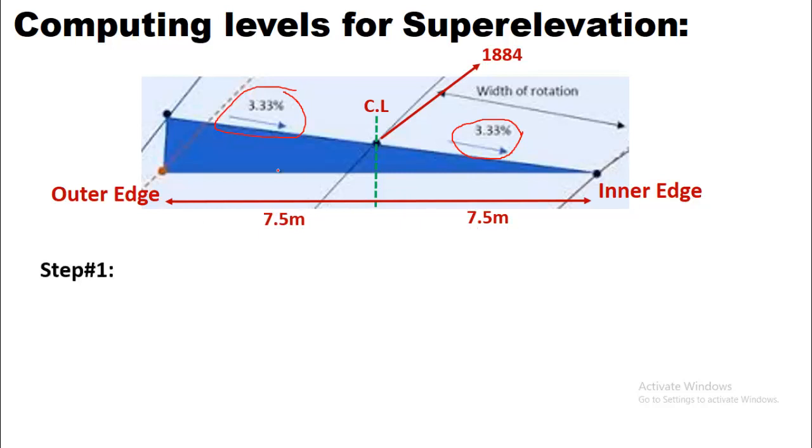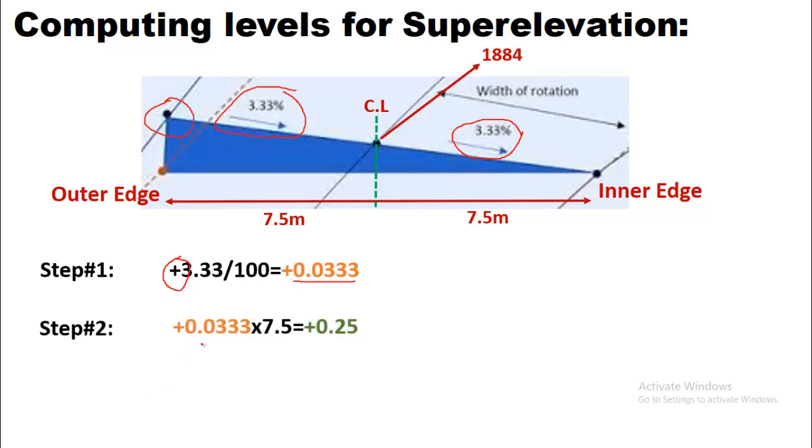So for step 1, first we will calculate the level of the outer edge, and we can see that the outer edge is slightly higher than the center line, so the plus sign will be used. The slope is 3.33 divided by 100, and we will get this fraction. Now in step 2, this fraction will be multiplied with the half width, in which 3.3% slope is provided. So we will get this value 0.25 with a plus sign, as the level is higher at the outer edge.